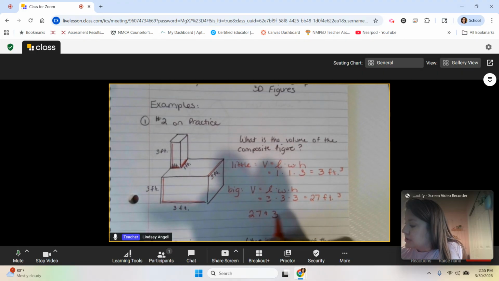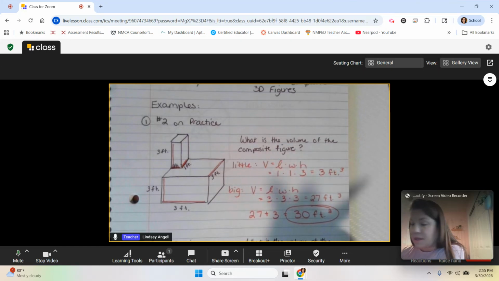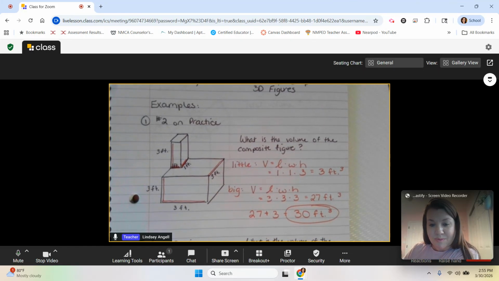27 plus 3 gives us 30. So the volume of this composite figure would be 30 feet cubed. Okay? So see, not nearly as bad as surface area. Okay?